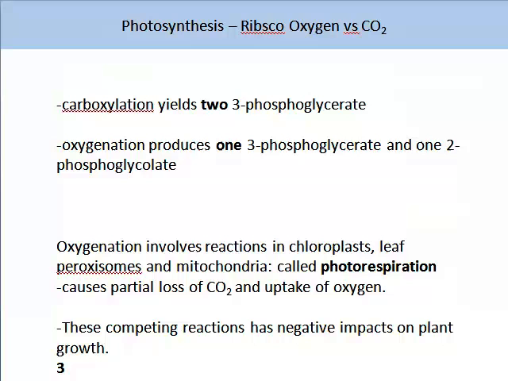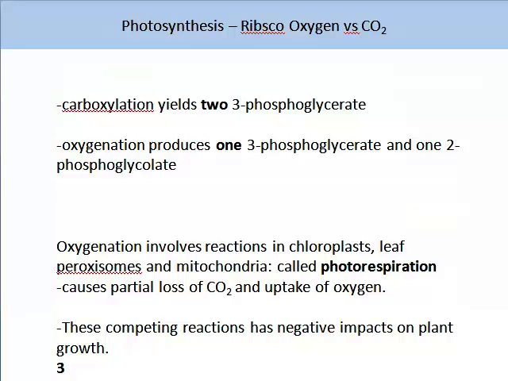So let us review this reaction. If stomata are open, atmospheric CO2 can enter the leaves and go into the stroma. Carboxylation yields 2 molecules of 3-phosphoglycerate. However, if the stomata are closed and a build-up of oxygen occurs in the stroma, different compounds are yielded. 1 molecule of 3-phosphoglycerate is yielded, as well as 1 molecule of 2-phosphoglycolate. This is not used in the Calvin-Benson cycle.